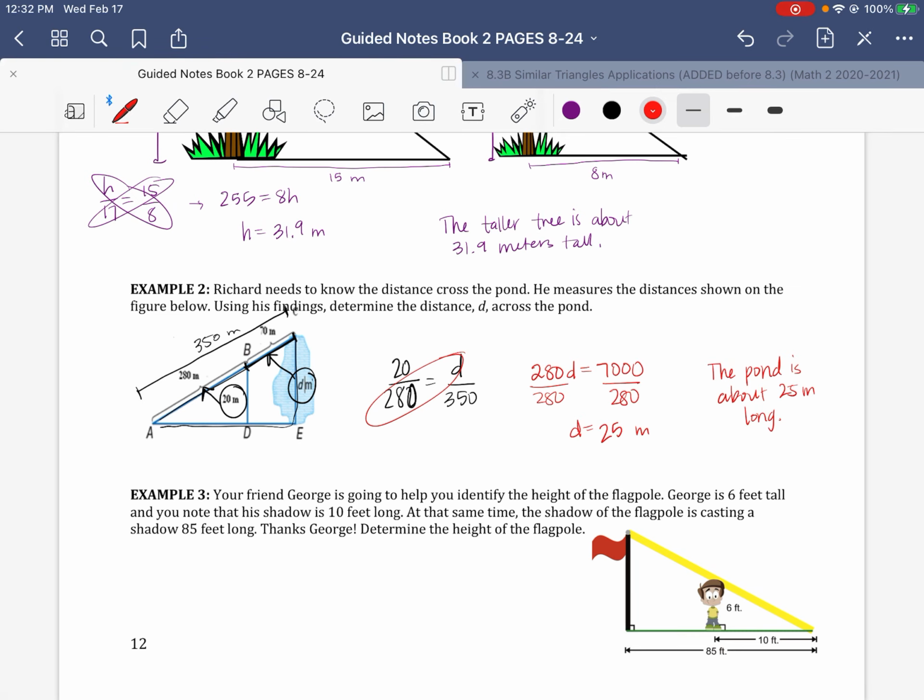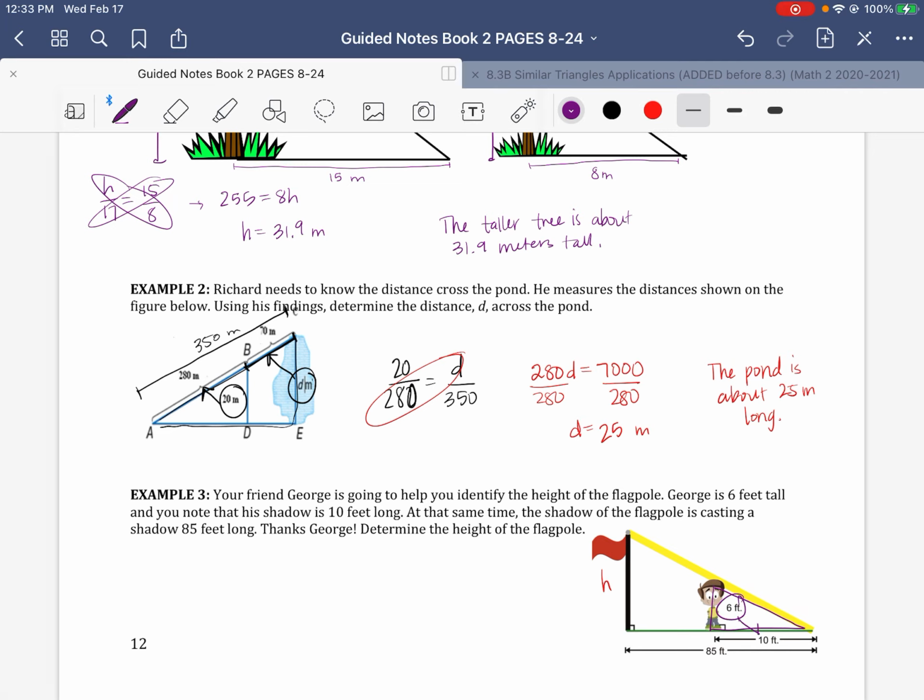All right. Lastly, again, this is a triangle within a triangle. Your friend George is going to help you identify the height of the flagpole. George is 6 feet tall, and you note that his shadow is 10 feet long. At the same time, the flagpole is casting a shadow 85 feet long. Thanks, George. Determine the height of the flagpole. So again, I'm going to put h right there for our flagpole. And this one already has measurements drawn. So again, we've got two similar triangles, this small one, and the larger one.